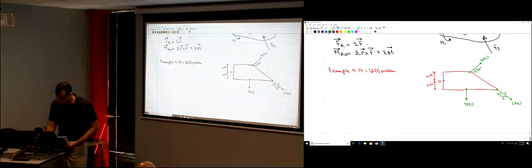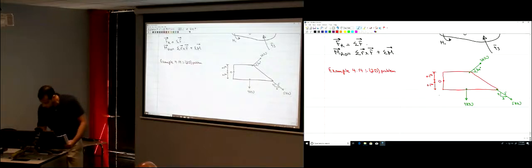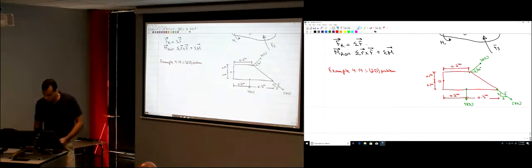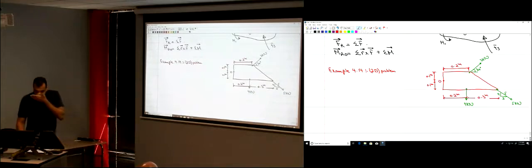The dimensions, the distance from here to here, this is 0.2 meters. This is 0.3 meters. And this distance here is 0.2 meters. Okay?